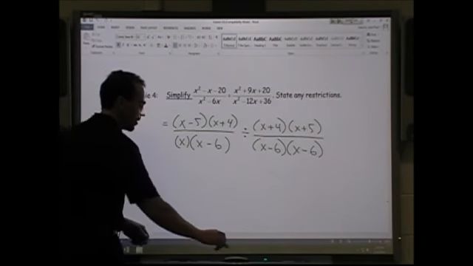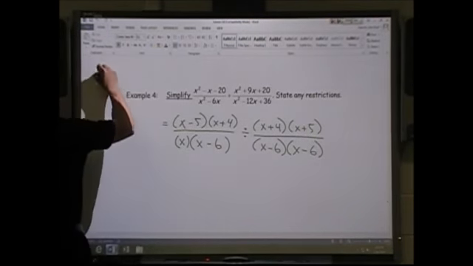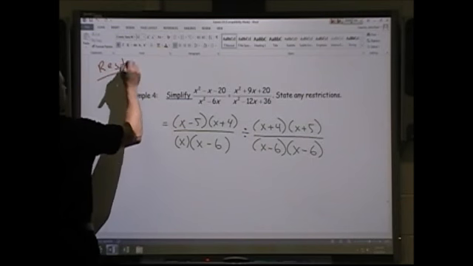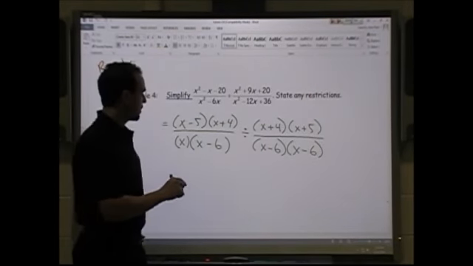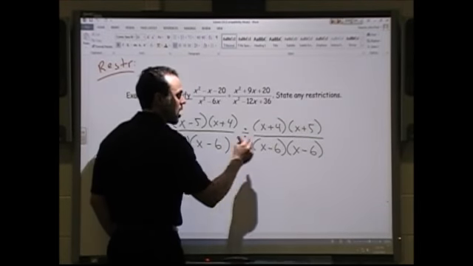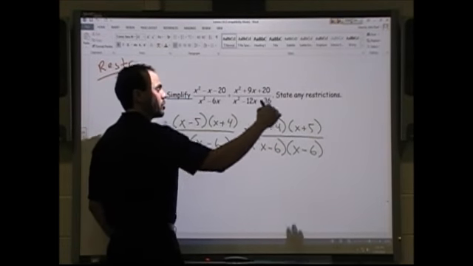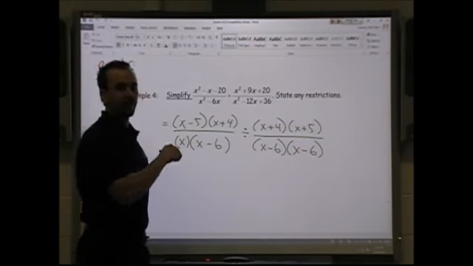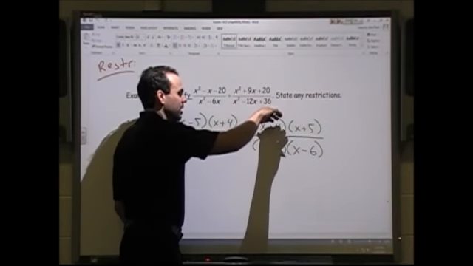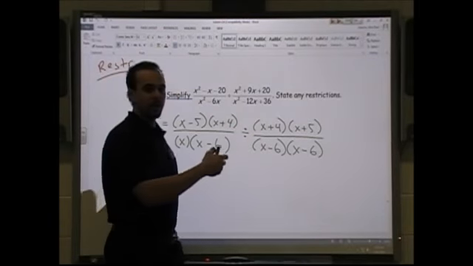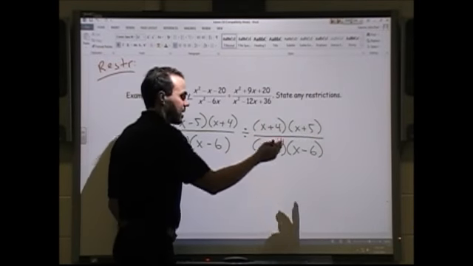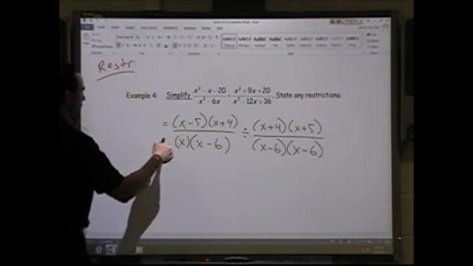So the next thing you're going to do is state the restrictions. For a division problem, you have to state the restrictions of both denominators and also the numerator of the second fraction, because that second fraction will become flipped when we multiply by the reciprocal, right? That ends up being the denominator. So I'm going to take care of that now.